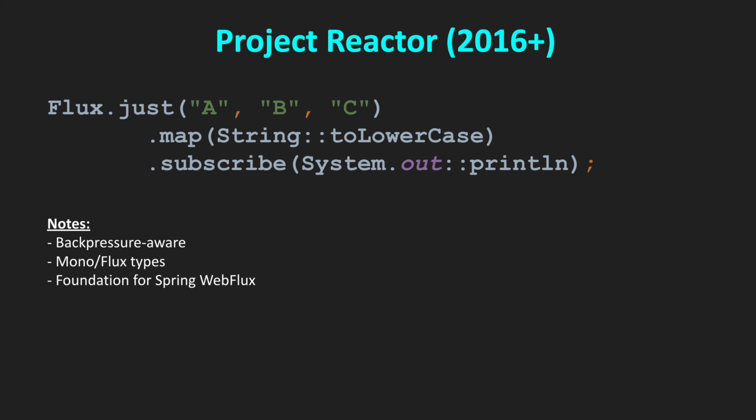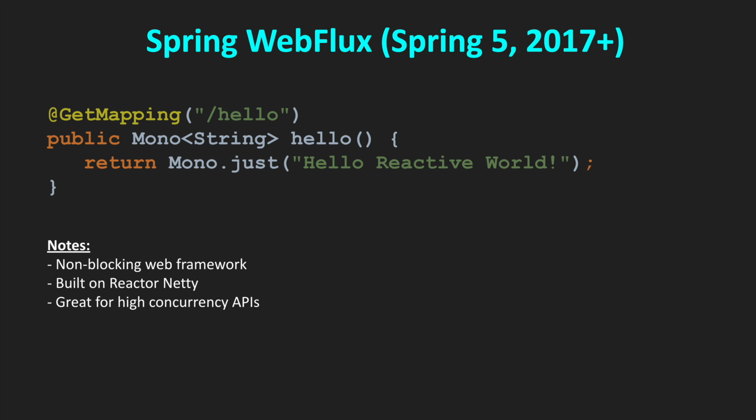The next one is Project Reactor, which was created around 2016. Project Reactor is the foundation for Spring WebFlux. It introduced two entities: Mono and Flux. Mono means that we are emitting only one event at a time. It is back pressure aware, which means that it handles back pressure out of the box.